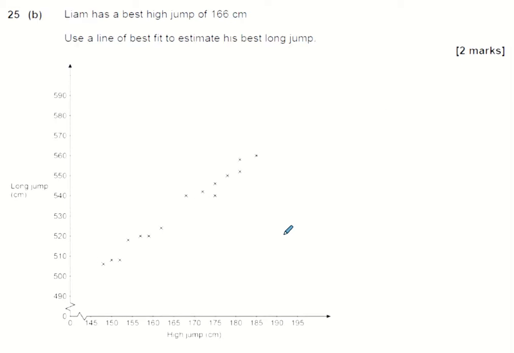25b. Liam has a best high jump of 166 centimeters. Use a line of best fit to estimate his best long jump. So we need to draw a line of best fit onto this scatter graph. If you just write down an answer without a line of best fit, you will score 0 marks because it is telling you to use a line of best fit. Now, when we draw a line of best fit, don't assume that it's always going to go from 0. In this case, there is no line of best fit for these points that go through 0.